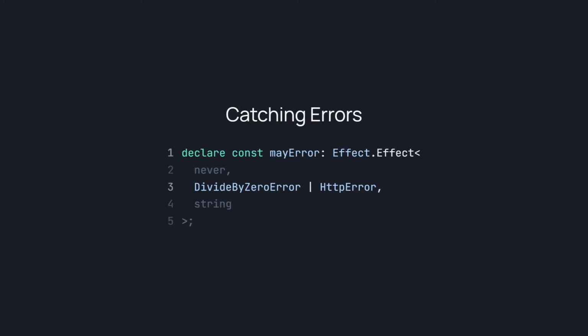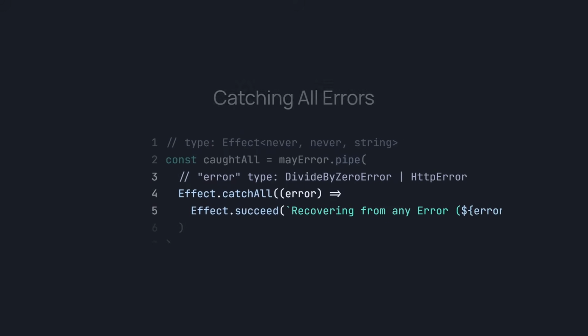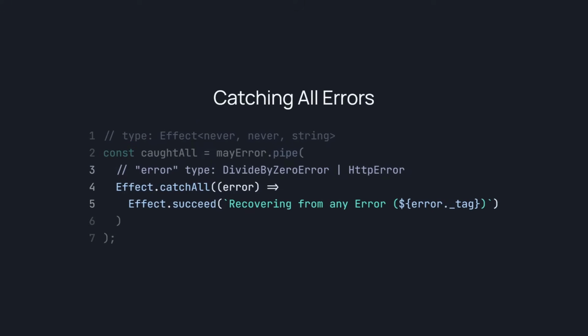So, we have effects with errors, but what tools are available to deal with those situations? To handle every possible error case, we can use the catchAll function. This takes a handler function, which takes the error as an argument and returns an effect to become the new value in case of any error being present. After using catchAll on our example effect and returning an Effect.succeed, the new error type is never.